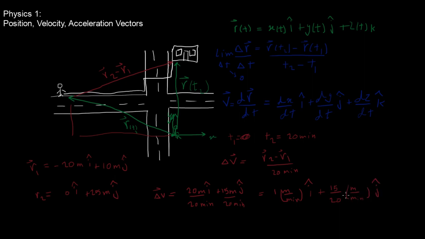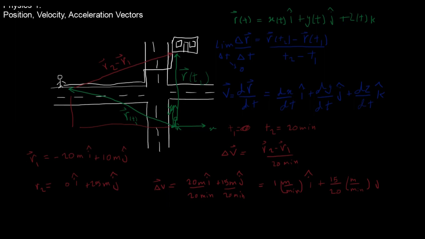j hat. Now let's ask a question. What is the direction of delta v? It's easy. It's the direction of r2 minus r1, because delta t is just a scalar. It doesn't change the direction. So delta v is in the same direction here. Now let's see what velocity vector actually is.